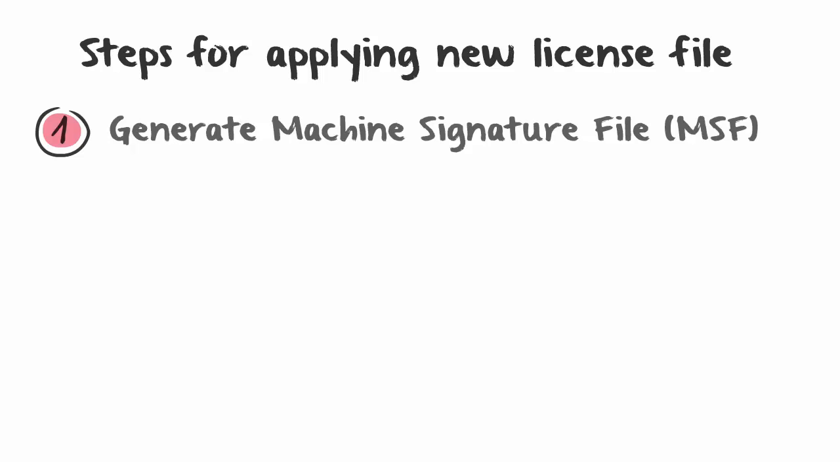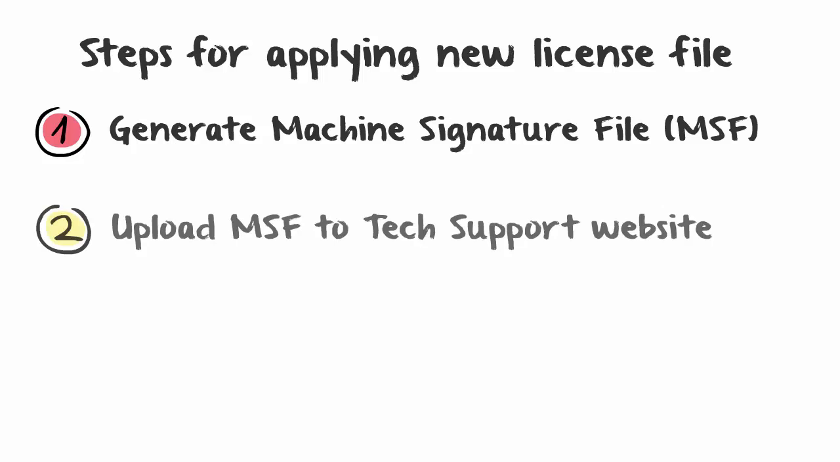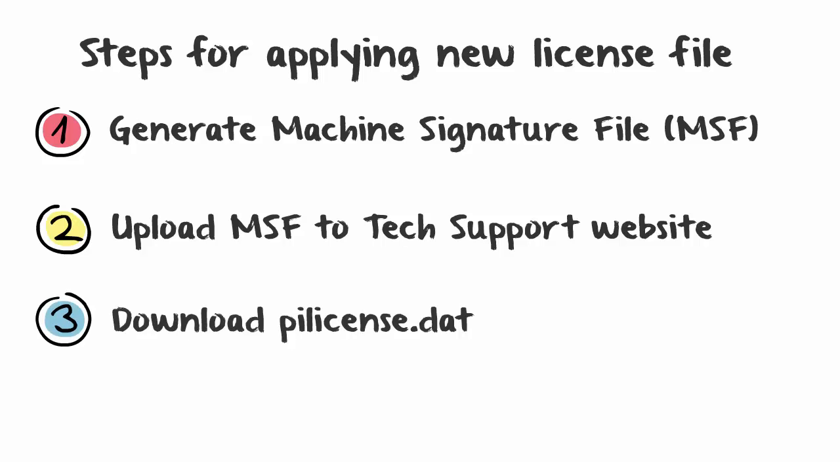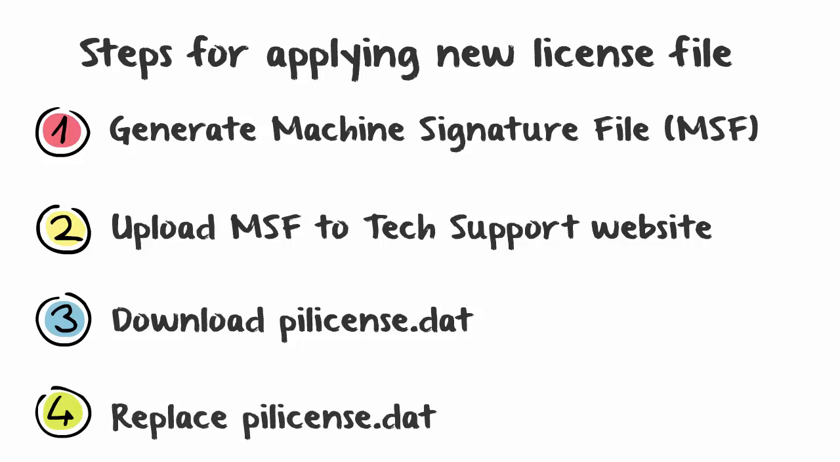These are the steps for applying a new license file. First, you need to generate a machine signature file, or MSF, which contains information about the server. You then need to upload this file to the tech support website, at which point you'll be able to download the pisrvstart.dat file. You then need to replace the existing pisrvstart.dat file on your PyData archive server. I'm going to walk you through these steps.